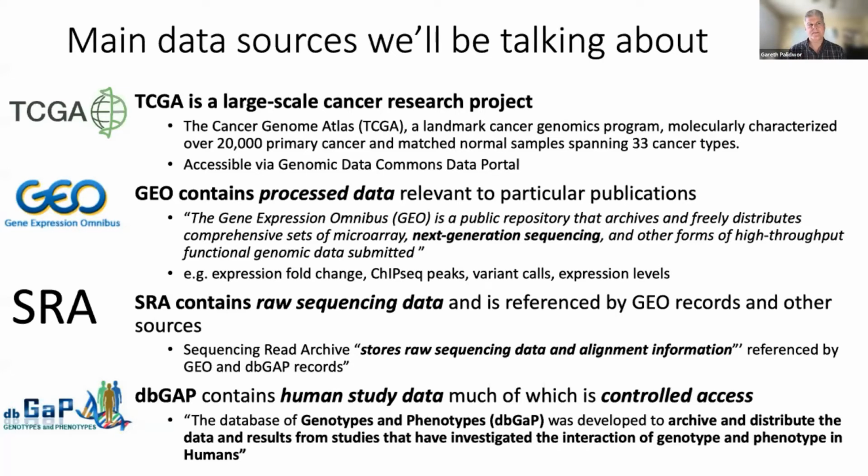which is then processed into the analyzed data. And dbGaP, which is the database of genotypes and phenotypes, contains human study data, most of which is controlled access. So this is where we get access to things that are not always directly accessible without permission, and we'll discuss that. So Samer is going to take over now, talk about TCGA and various sources of analysis tools online.